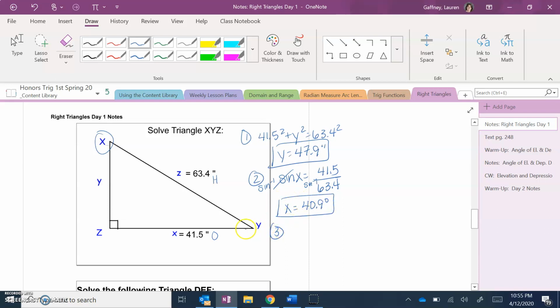Now, to find y from there, just subtract 90 and 40.9 out of 180, and you should get 49.1 degrees. Oops, I didn't label that, sorry.